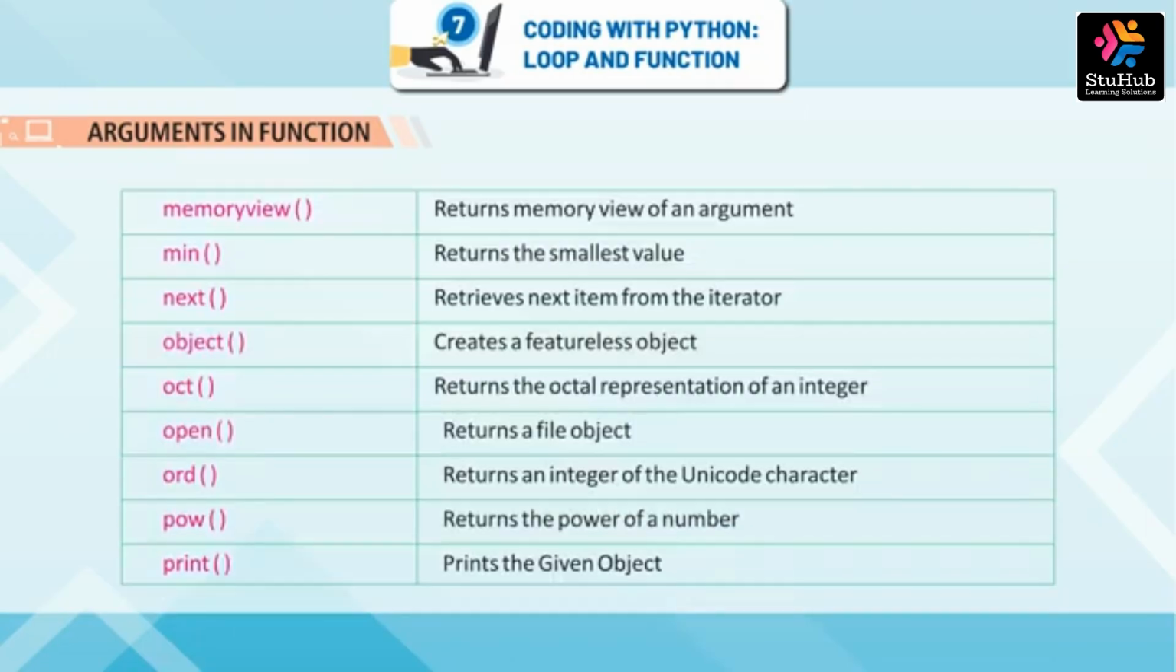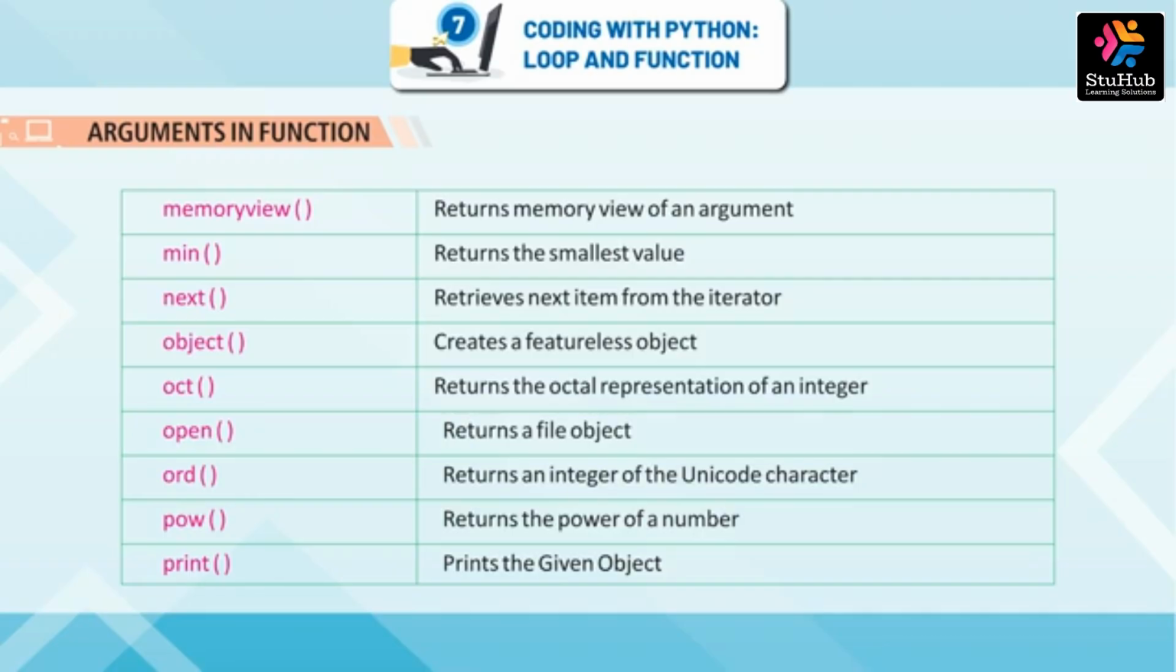memoryview returns a memory view of an argument. min returns the smallest value. next retrieves the next item from the iterator. object creates a featureless object. oct returns the octal representation of an integer. open returns a file object. ord returns an integer of the Unicode character.